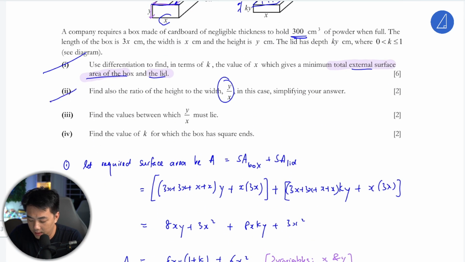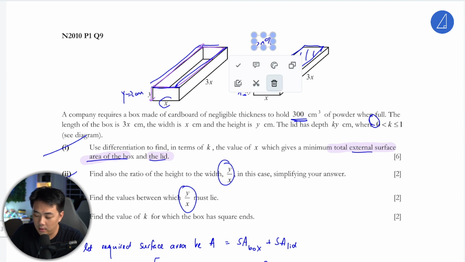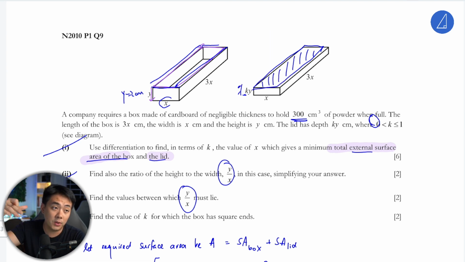Part 3 says to find the values between which y over x must lie. I think what we need to do is just rearrange this, because we know that k is between 0 and 1. It's basically just a scalar multiple of here. K is 0 to 1, meaning the lid cannot be the height of the box, but it cannot be 0 as well. If y is 2 cm, k can be like 20% of y, or it can be 100%. If k is 1, the lid will be exactly the box, just two boxes.